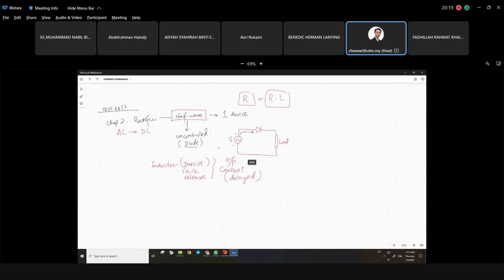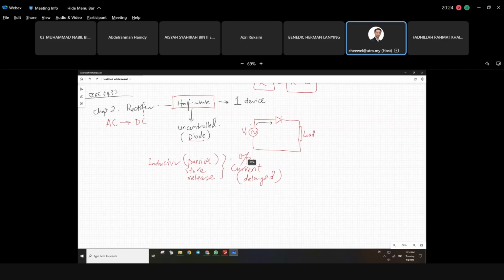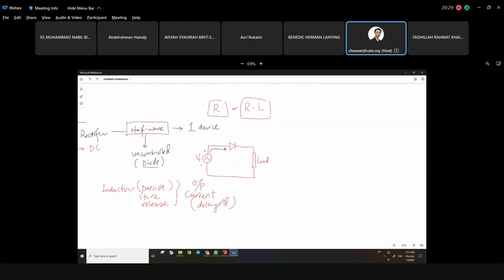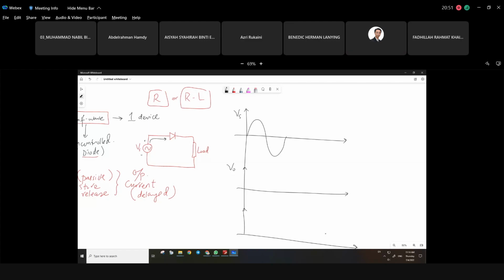Now, can anyone tell me how to draw the waveforms? What we are interested in is the waveforms. Let's say that we have the input of a sine wave, and then what is the output current? This is the Vs, this is the V out, suppose. And then we have the current as well, I out. Can anyone do it for me?